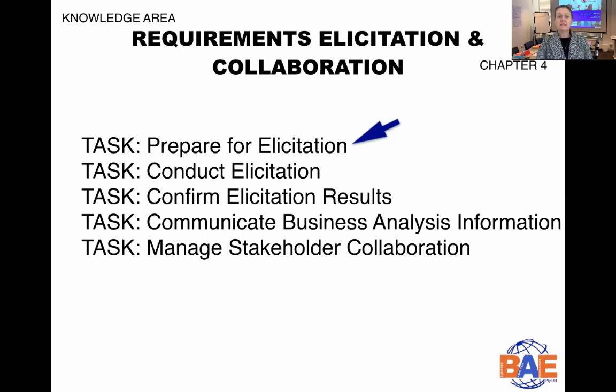The first task is prepare for elicitation. The second is conduct elicitation. The third, confirm elicitation results. The fourth, communicate business analysis information. And the fifth is manage stakeholder collaboration. During this video, we will look at the first 3 of these tasks, and then we'll follow on with the second video to look at the 4th and the 5th. So let's first start with the task, prepare for elicitation.